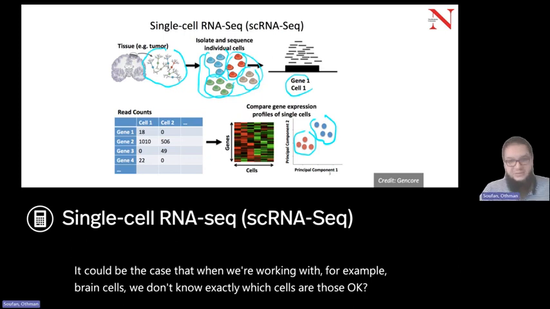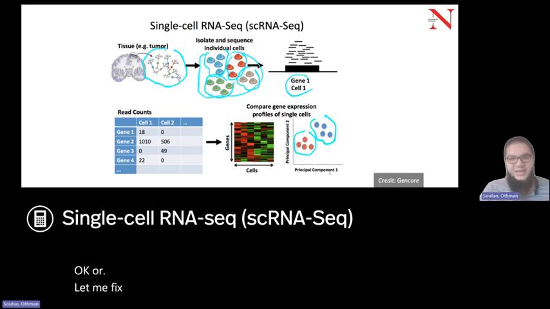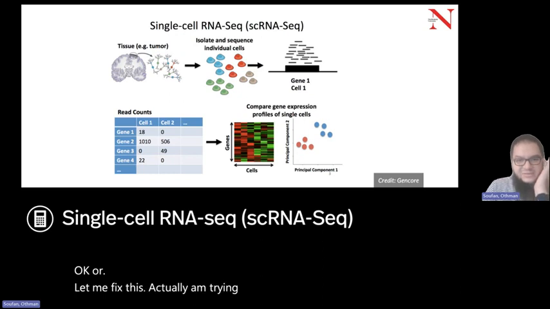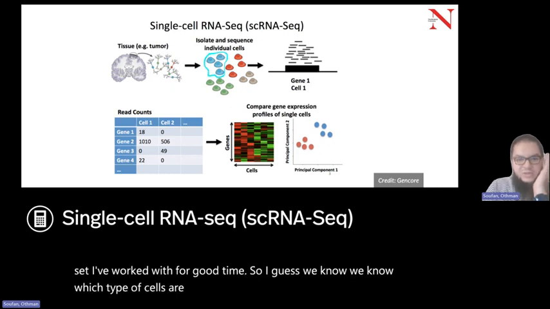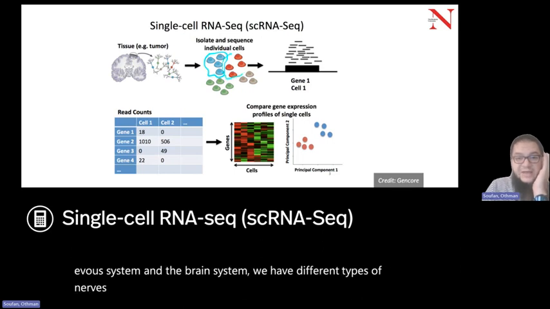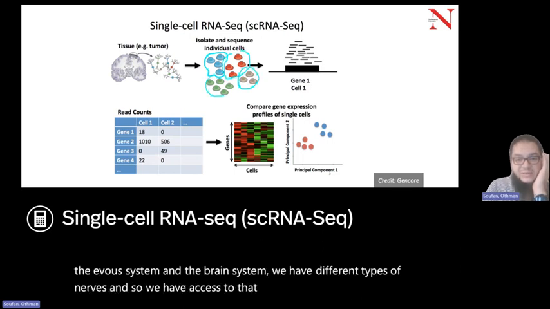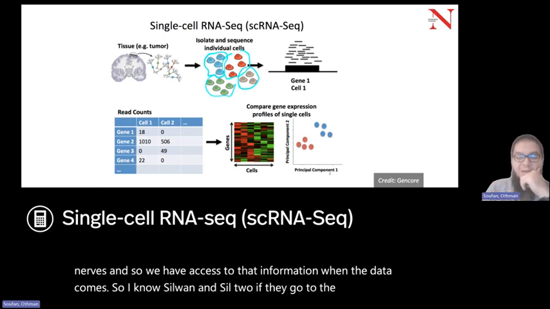Okay, let me fix this actually. I'm trying to remind myself of some data set I've worked with for a good time. So I guess we know which type of cells as part of the general. We know, for example, the nervous system and the brain system. We have different types of nerves, and so we have access to that information when the data comes. So I know cell 1 and cell 2, if they go to the same type of cell or group.